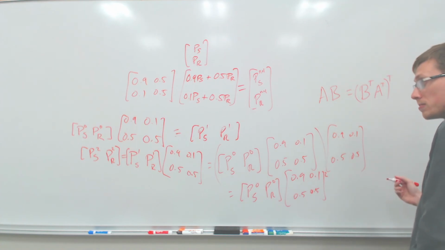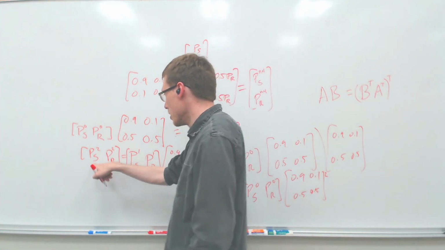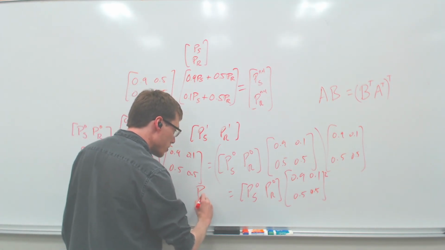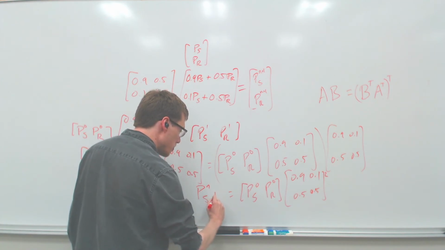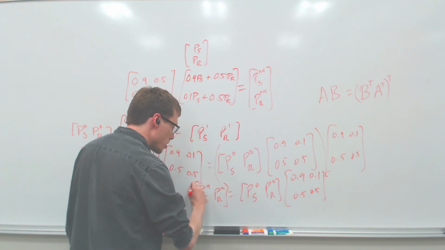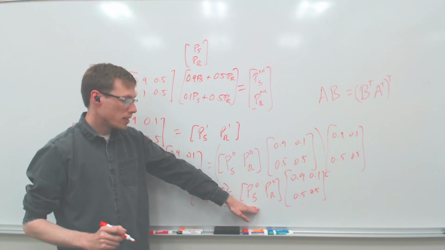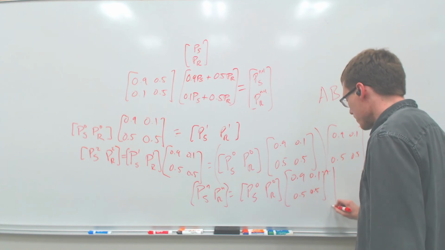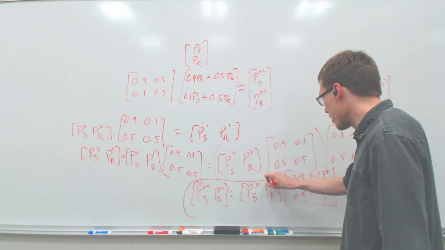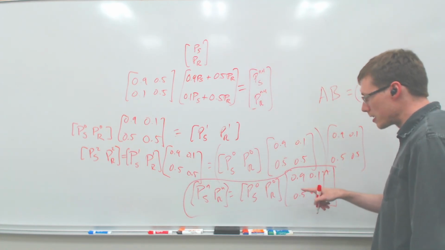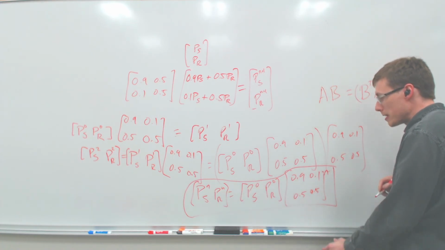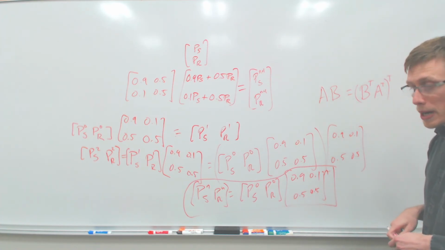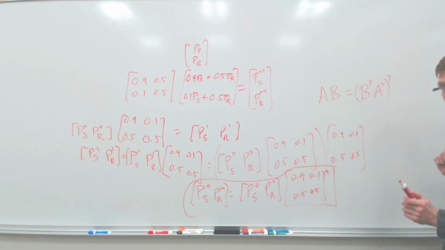And in general, this is for PS2 and PR2. In general, if we want to get the nth value, PSn, PRn, we just take this guy and we have to multiply by the matrix n times. That's going to be something that we want to deal with. Then we could plug in as n goes to infinity and try to figure it out. But at the end of the day, we're going to have to figure out how to take this matrix to an arbitrary power. And to do that, we're going to need some linear algebra.